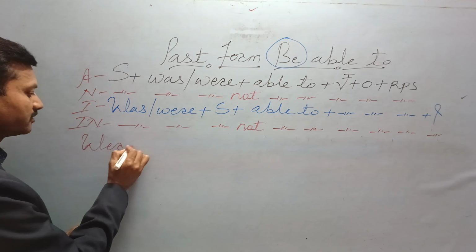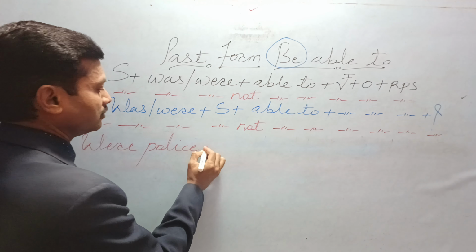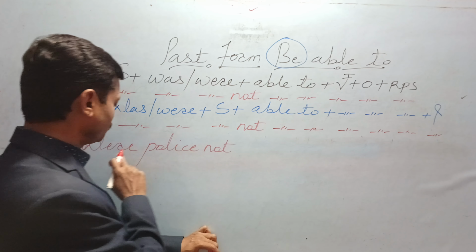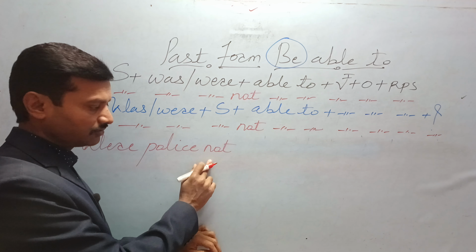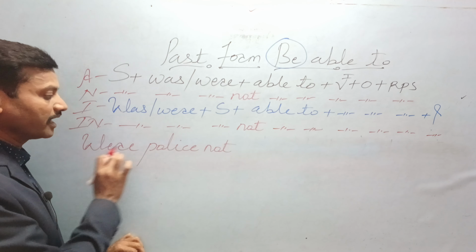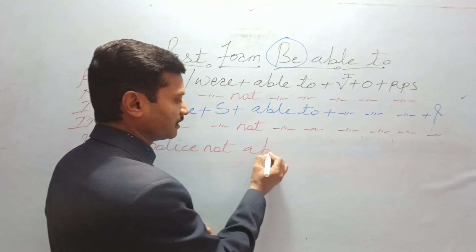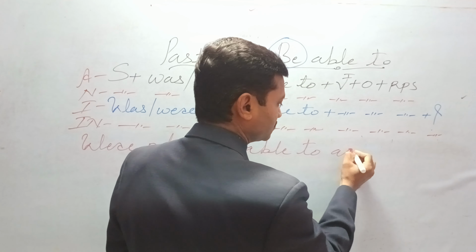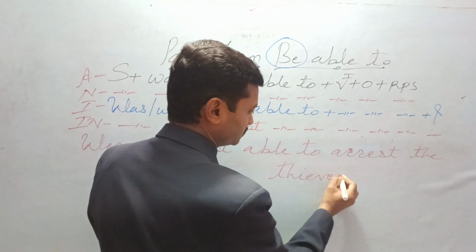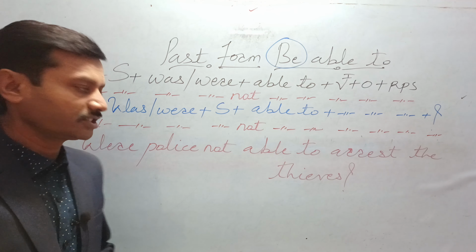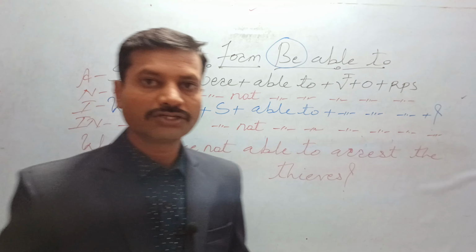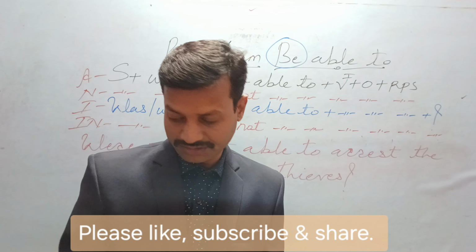Yes, were police not. You can use weren't directly, no doubt. Police not. Okay, if I take weren't then not should not be used again. If you want to use contraction, weren't police, or were police not. The rest of the sentence: able to arrest, catch the thieves. Yes, and don't forget to give a question mark, it is a question. Weren't police or were police not able to catch the thieves, arrest the thieves?